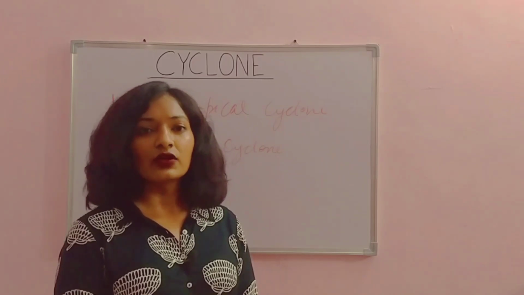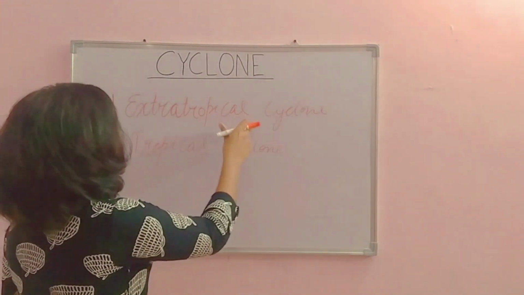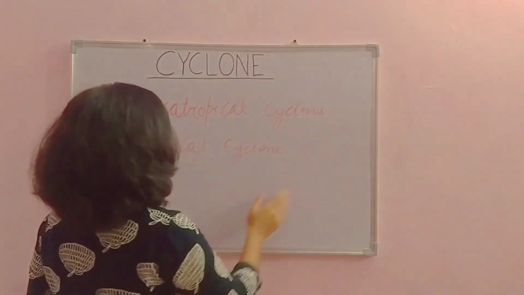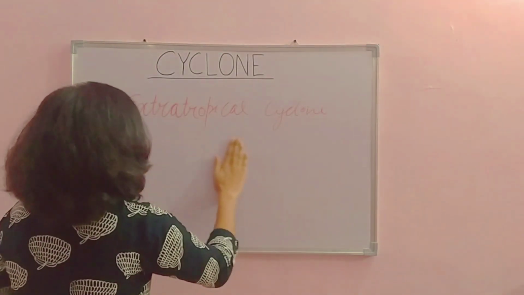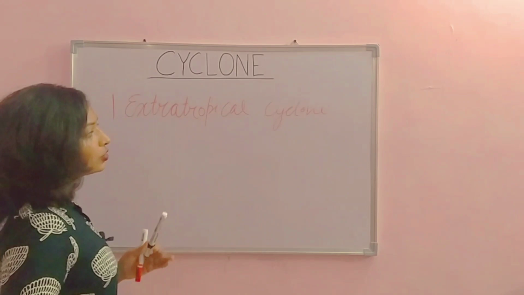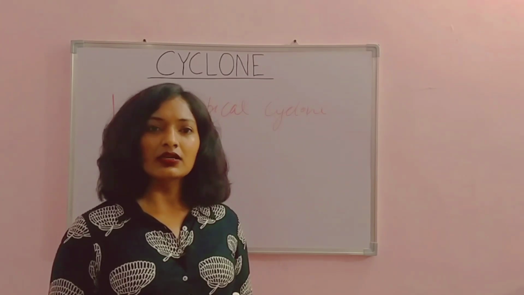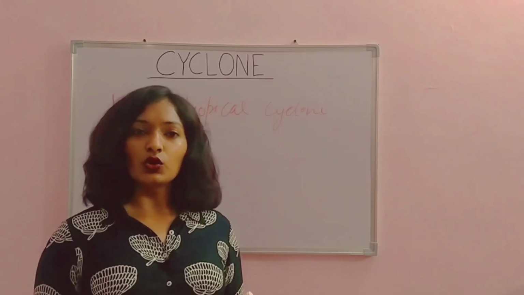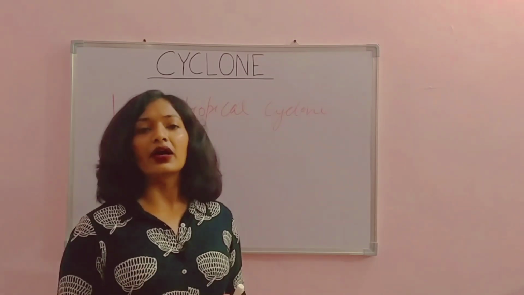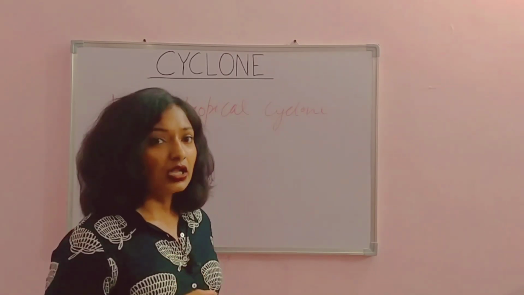On the basis of location, cyclones are divided into two categories. One is extratropical cyclone, which is also known as temperate cyclone, and the second one is tropical cyclone. Today we will discuss extratropical cyclones. Extratropical means beyond the tropics. According to the frontal theory, some scientists believe that cyclones are developed by two contrasting air masses, meaning the frontogenesis process. But this theory is declined by modern scientists because this type of phenomenon does not occur in the tropical region.